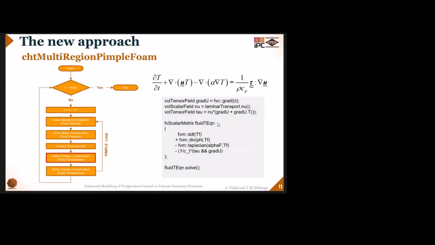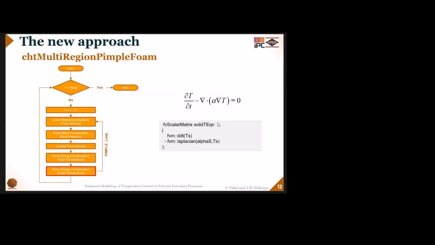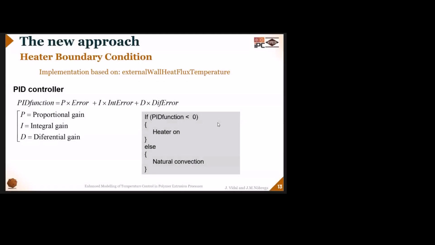For that, what we did, we are solving the fluid mass and energy conservation equations and the solid, and after we add. So this is the part of the boundary condition. We need to create a new boundary condition to model the heaters, and for that we use the external wall heat flux temperature, and we added a PID function that will control the behavior of those heaters.